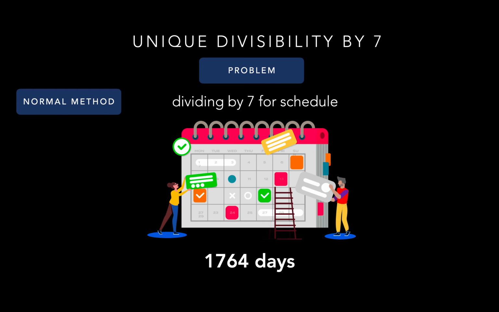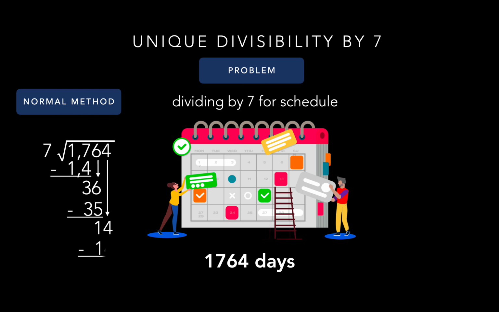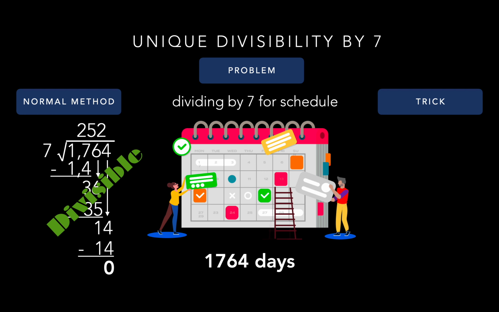So, obviously, you can do it the normal method, which is just dividing by 7, subtracting, and eventually you will get your answer, which is 252. But for this, you only need to know if there's a remainder or not. So the normal method will just give you the answer that there is no remainder, and there's 252 weeks. Now, let's look at the trick we can use.